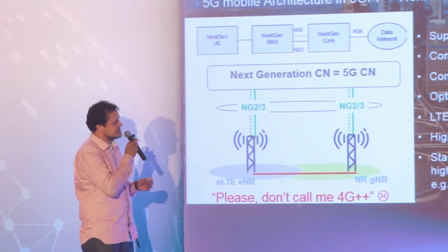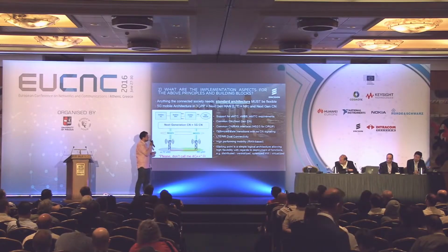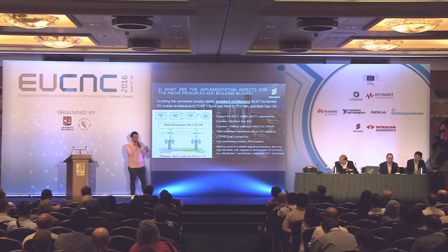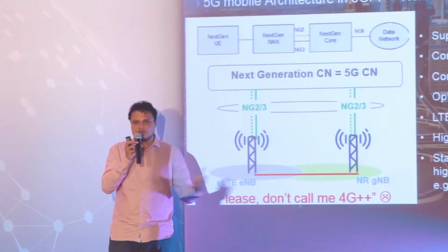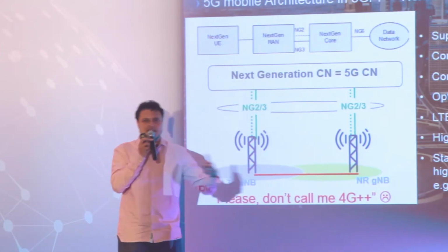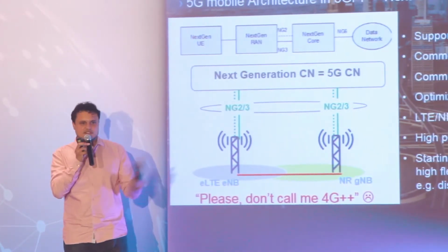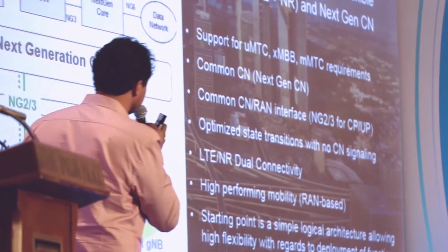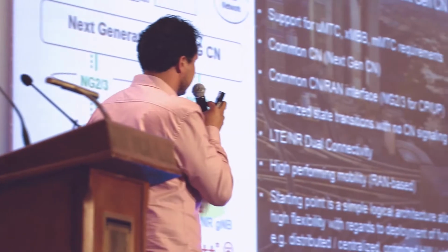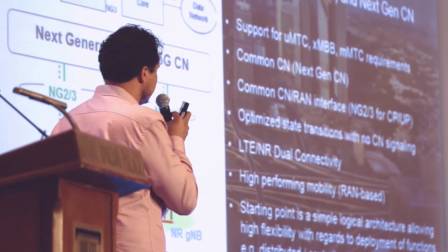We also want an optimized state transition without, let's say, core network signaling, so that basically means that we want some sort of inactive state where the UE can move across without notifying the network if I'm moving from LTE to the new radio. So this reduces a lot the signaling. We also want dual connectivity between LTE and the new radio. I guess this is currently one of the hottest topics in 3GPP.